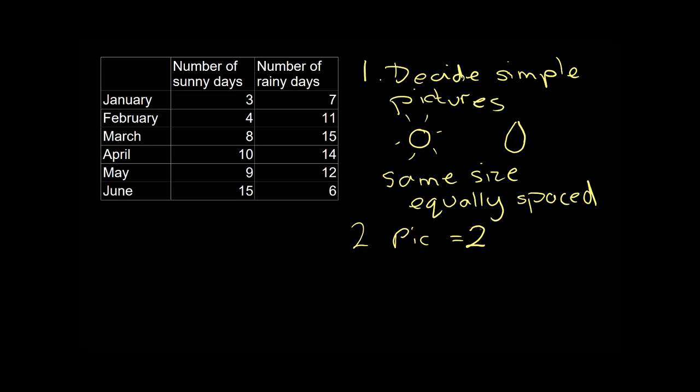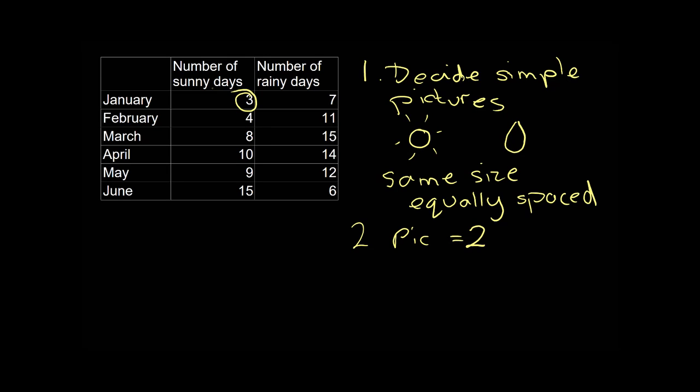Why do you want to stick to simple values? Because it's about having to do parts of pictures as well. If I want to do, for example, January here, which has 3 sunny days, and each picture is worth 2, that's relatively straightforward. I'll need 1 whole sunshine and half of a sunshine, and half is easy to draw. Another potential number that you might use might be equal to 4, because dividing a picture up into quarters is probably fairly straightforward as well. So you've just got to think about how easy this is going to make life for me.